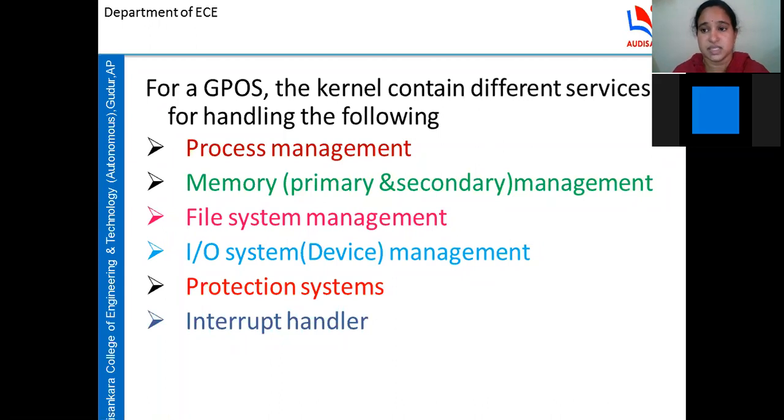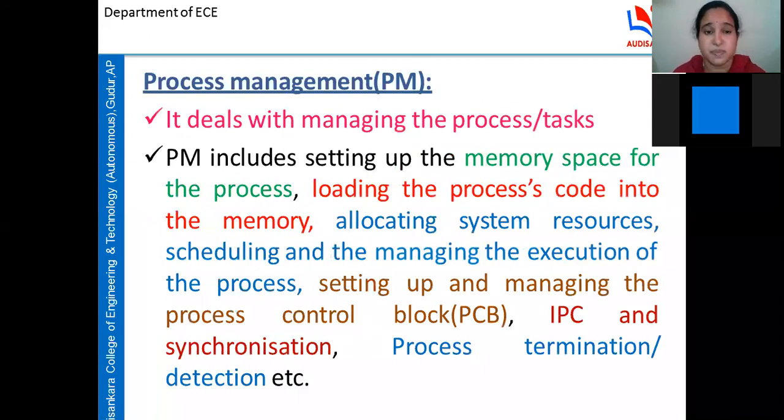Now we'll see the operations of process management. Process management deals with managing the process, task, and threads. Application is subdivided into these. The process management entirely deals with the process, which is a part of the sub function of the task.